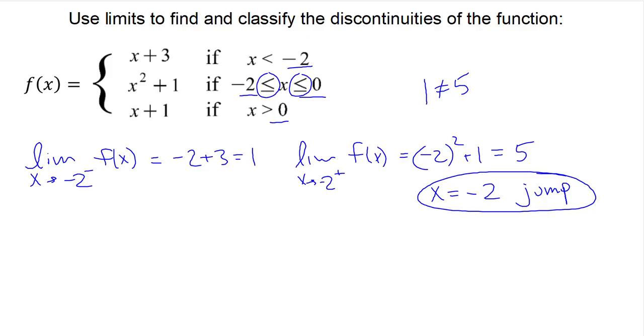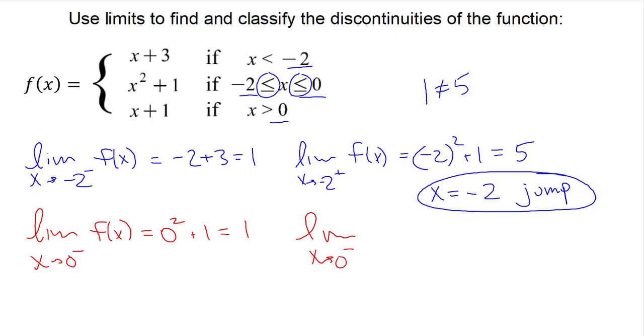And so then we'll do the same thing with 0. We'll do a limit as x approaches 0 from the left of f of x, which will be 0 squared plus 1, or just 1. And we'll do a limit as x approaches 0 from the right of f of x, which is just 0 plus 1, which is also 1. And since the function exists at 0, and the limit exists because the limit from the left and the limit from the right are equal, we do not have a discontinuity at x equals 0.